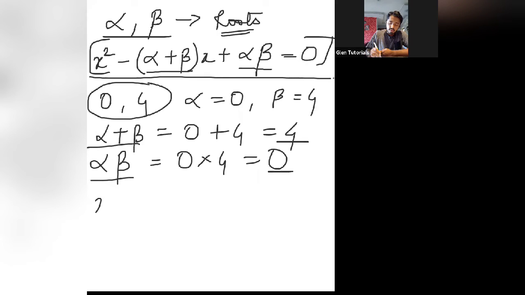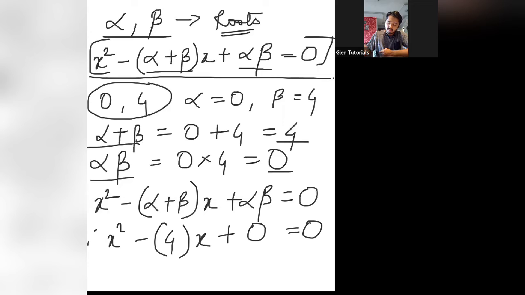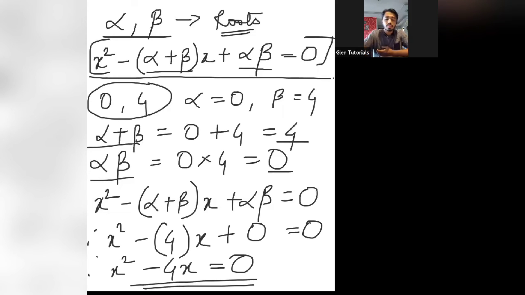What is our formula? X square minus alpha plus beta into x plus alpha beta equal to 0. So we will write directly. Therefore x square minus, what is alpha plus beta? 4 into x plus, what is alpha beta? 0 is equal to 0. Now this 0, no use writing. So therefore the final answer: x square minus 4x is equal to 0. This is your final answer.